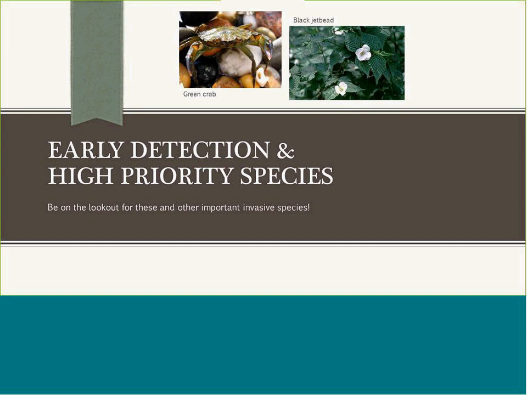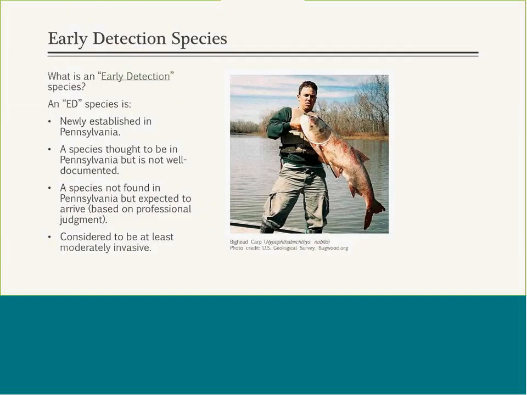Great. So I want to go over some early detection and some high priority species that I would encourage you all to be on the lookout for. And if you find them, please report them so that we can know they're being found. We define early detection species as a species that's newly established in Pennsylvania. It could be a species that's thought to be in Pennsylvania, but it's not well documented. It could be a species that is not yet found here, but is expected to arrive. And these are all species that are considered to be at least moderately invasive.